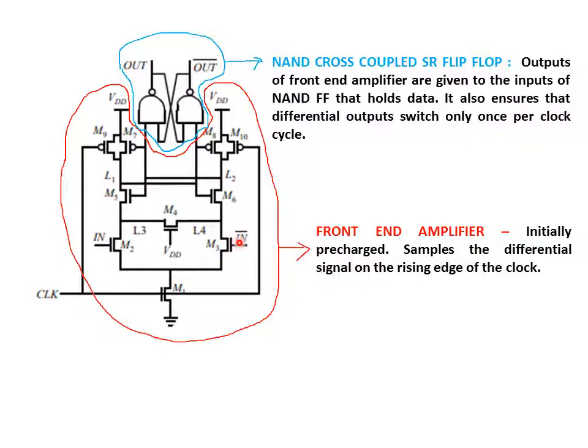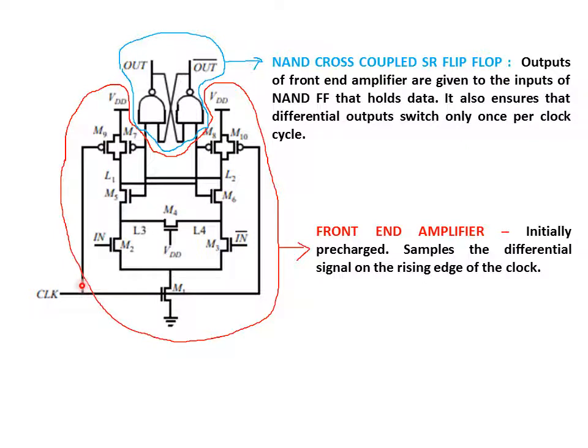The differential inputs are in and in bar. Why are they called differential inputs? In and in bar are complements of each other, and that's why they are called differential signals, right? The difference between these signals is amplified and made available at L1 and L2 based upon the value of this clock. This front end amplifier is initially pre-charged. The meaning is that when the clock is low, as we will observe in the detailed circuit operation, L1 and L2 will both be pre-charged to VDD.